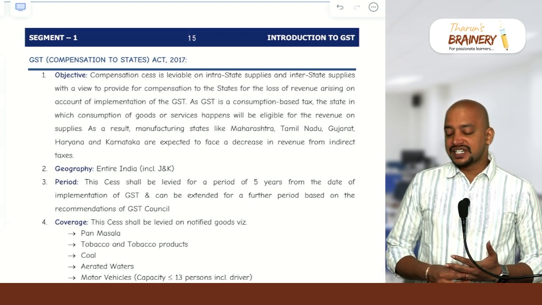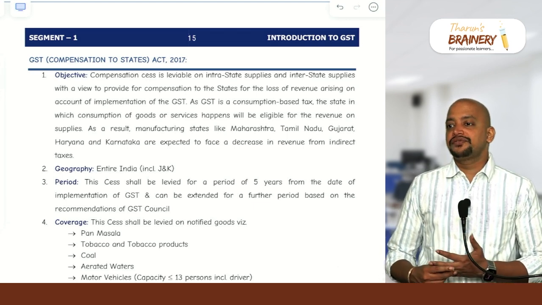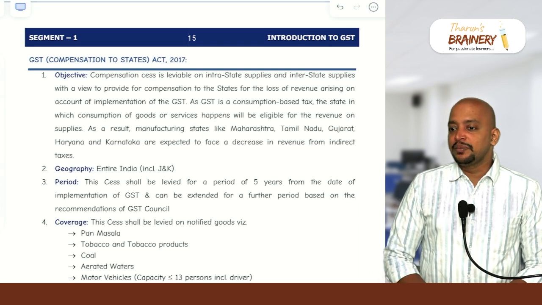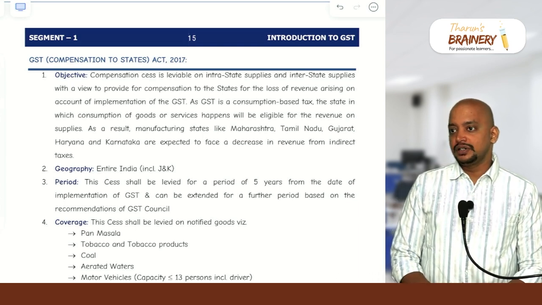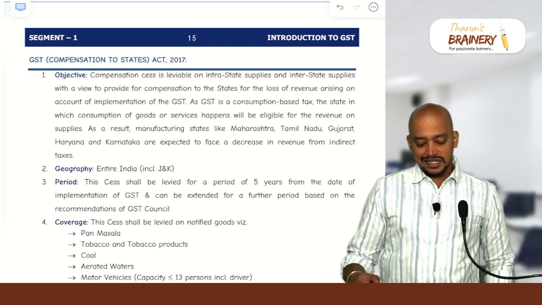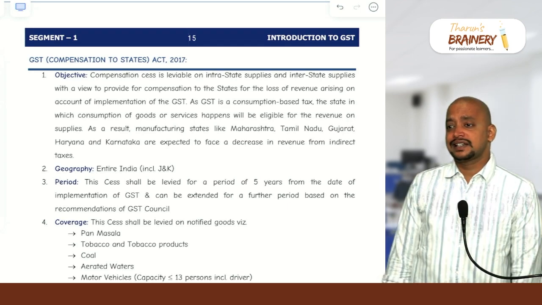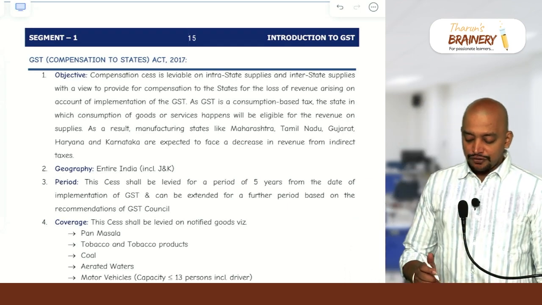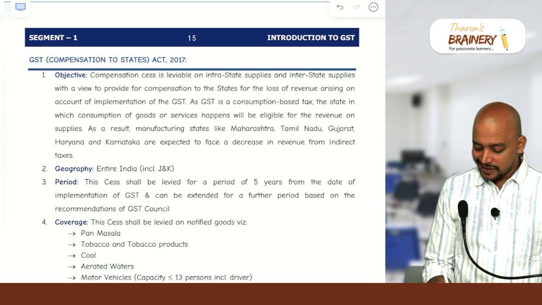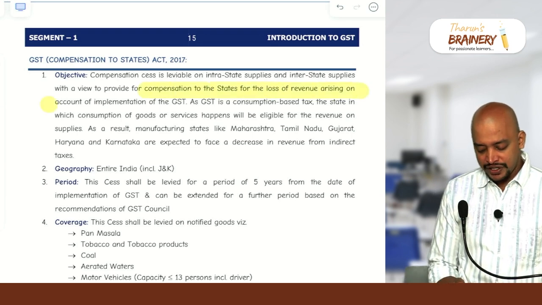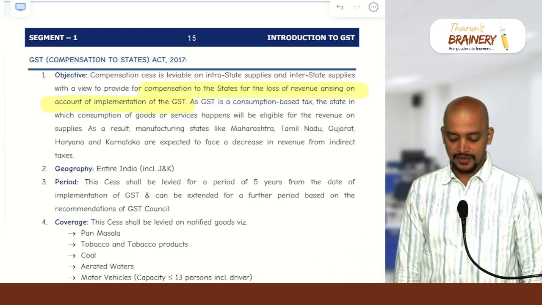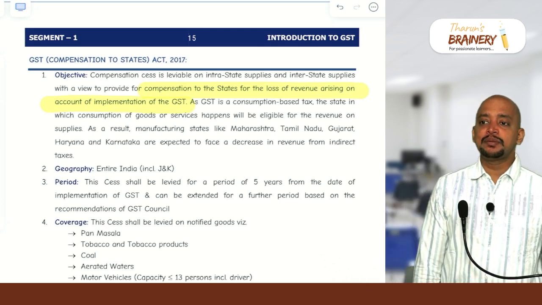GST Compensation to States Act 2017. What is the objective of this? To compensate states on account of what? Implementation of GST. Due to implementation of GST, there will be some loss of revenue to them. So compensation cess is leviable on intrastate supply or interstate supply or both. With a view to provide compensation to states, underline that, with a view to provide compensation to states for loss of revenue arising on account of implementation of GST. Why will there be loss of revenue on account of implementation of GST?